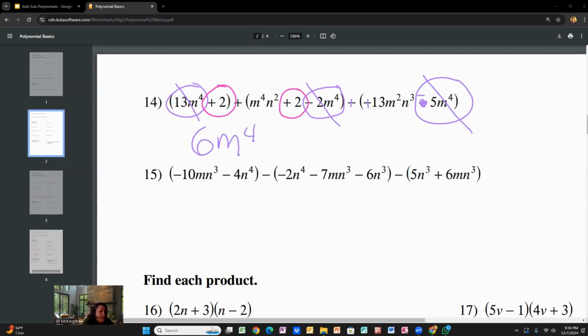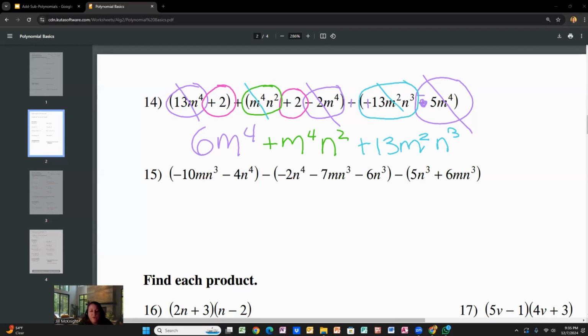All right, and then this one's all by itself. There's nothing else that has an m to the fourth n squared. So we're just going to write plus m to the fourth n squared. And then there's nothing else that has m squared n to the third. So we're going to just write plus 13m squared n to the third. And then all that's left are two constants. 2 plus 2 is going to be 4. So this should be our answer.